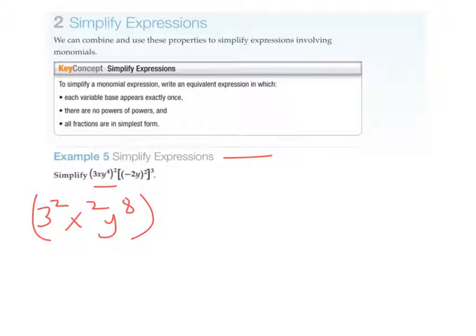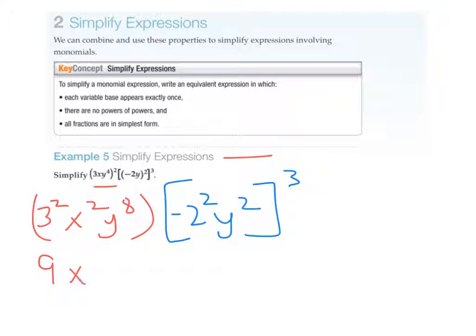If I take my second expression, I have a negative 2 to the second power, and y to the second power, but that still has an exponent that I have to deal with. So I have to do that one. But before I get there, I'm going to go ahead and simplify this one. 3 squared is 9. Y squared, y 8. So there's my first one. And then negative 2 squared is 4. But that's going to be to the third power now. And y to the 6th power.